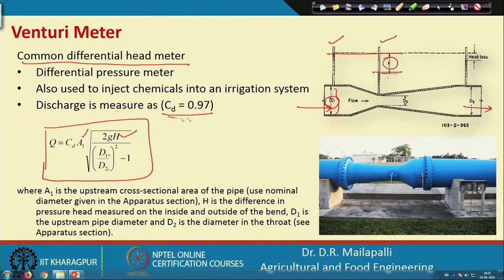Generally for a Venturi meter C D is equal to 0.97, and we are going to see similar kinds of equations for the next few pipe flow measuring devices.